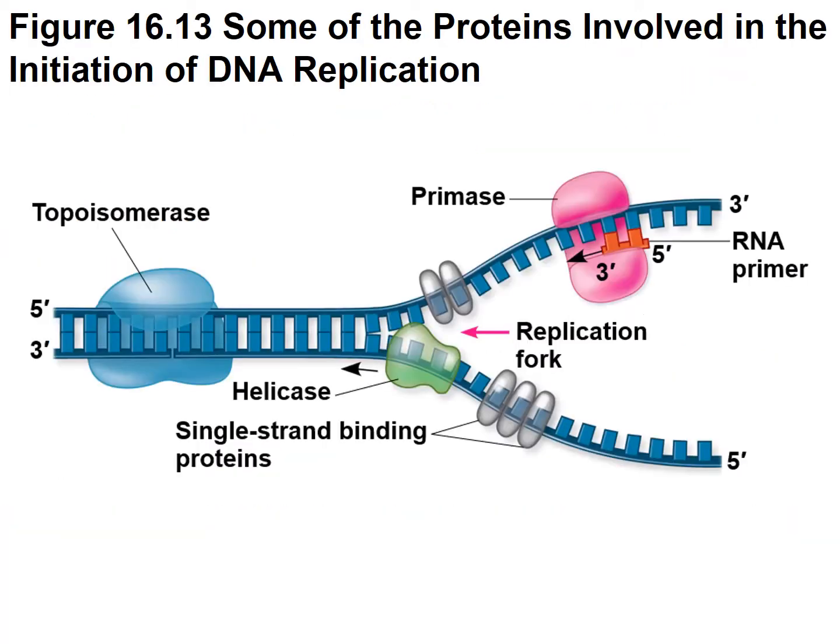And in figure 16.13, we see these proteins that are involved in the initiation of DNA replication. We have that topoisomerase enzyme that relieves any strain from the twisting. We have the primase that makes that initial little primer so that polymerase can do its job. We have the helicase, which is shown in green, which is separating the two strands. And we have those single-strand binding proteins, which bind to either of the single strands so they don't come back together.